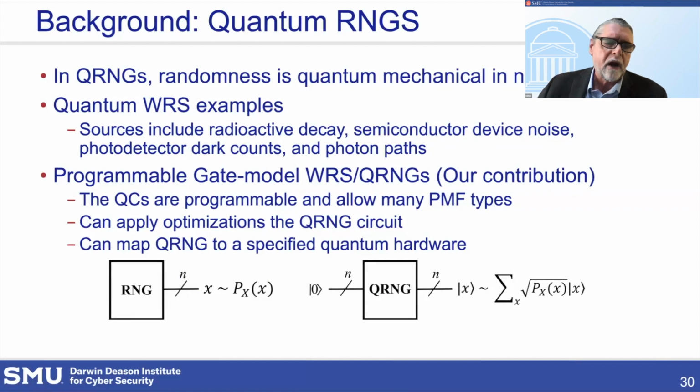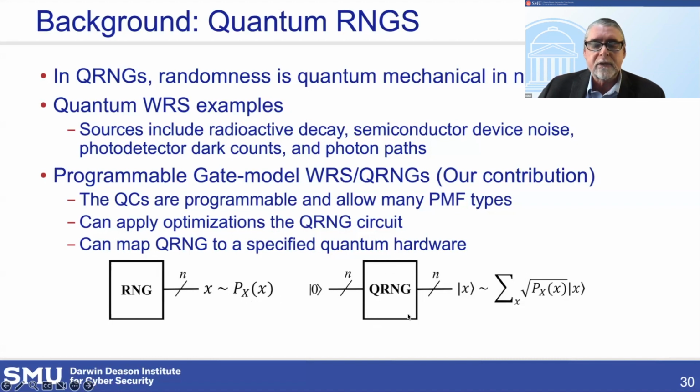So our idea is to use a quantum random number generator implemented in a quantum computer, a programmable quantum computer, to build a TRNG, a true random number generator. So a conventional electronic true random number generator may have some natural source like semiconductor device noise or radioactive decay embedded in here, and then it'll have the extractor function and produce variates according to some probability mass function.